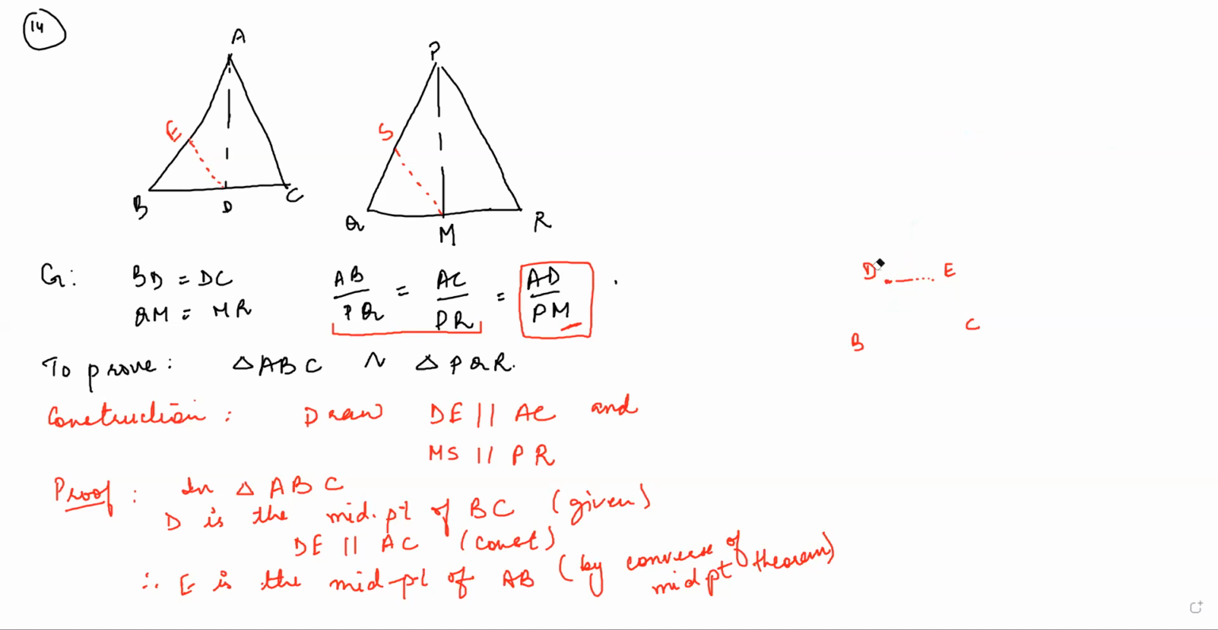Now, same thing we will do in the other triangle. But before that, one more thing we should do here. Let's stick to ABC only. D is the midpoint, so I can write that DE is half of AC, because E is the midpoint we have proved. Similarly in the other triangle, we will not repeat the whole process. We can write that SM is half of QP. Understood?